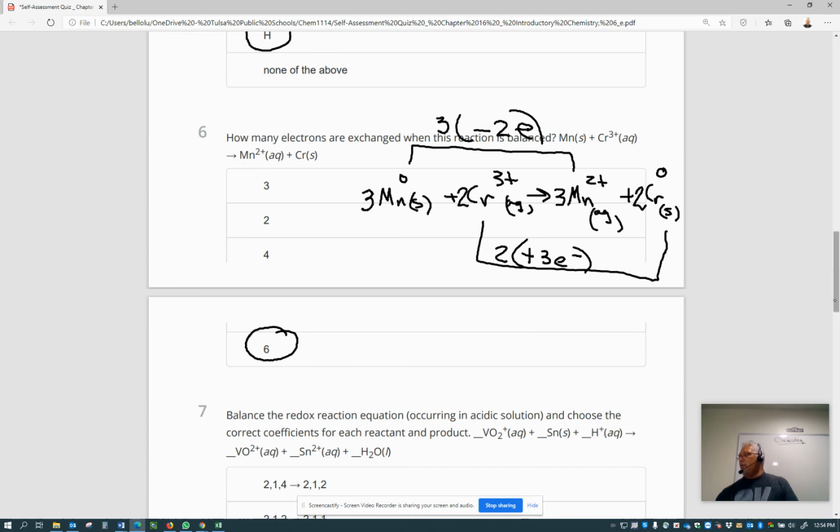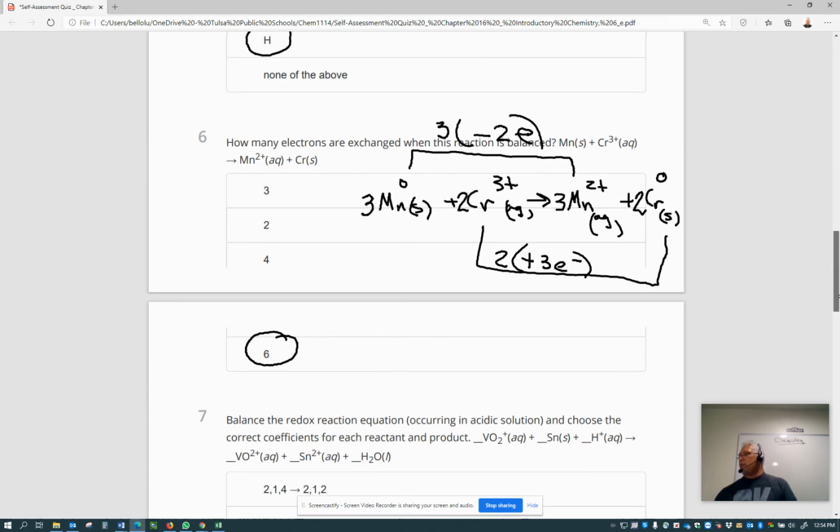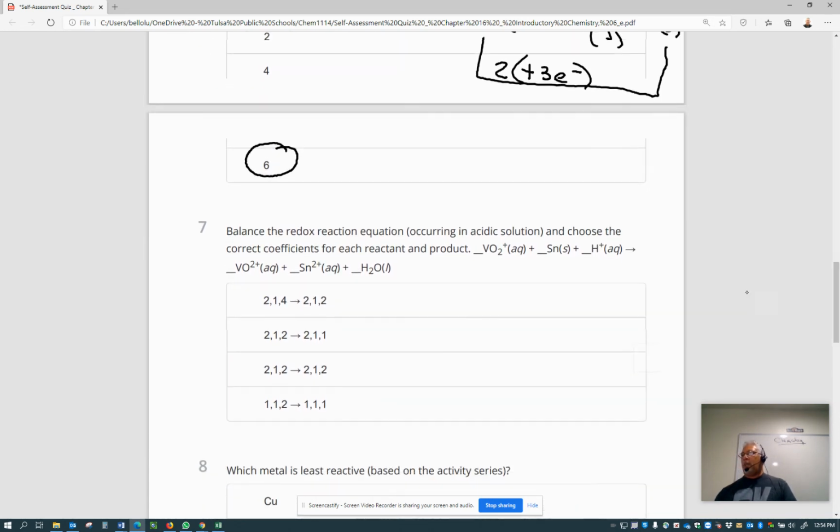Briefly, on question number 7, I made a separate video because it's a long answer compared with the previous ones. You need to use the ion-electron method. Check the previous video that I shared with you, where I balance this equation using the ion-electron method in acidic solution. So let's stop here, and then we will continue with the rest of the questions.